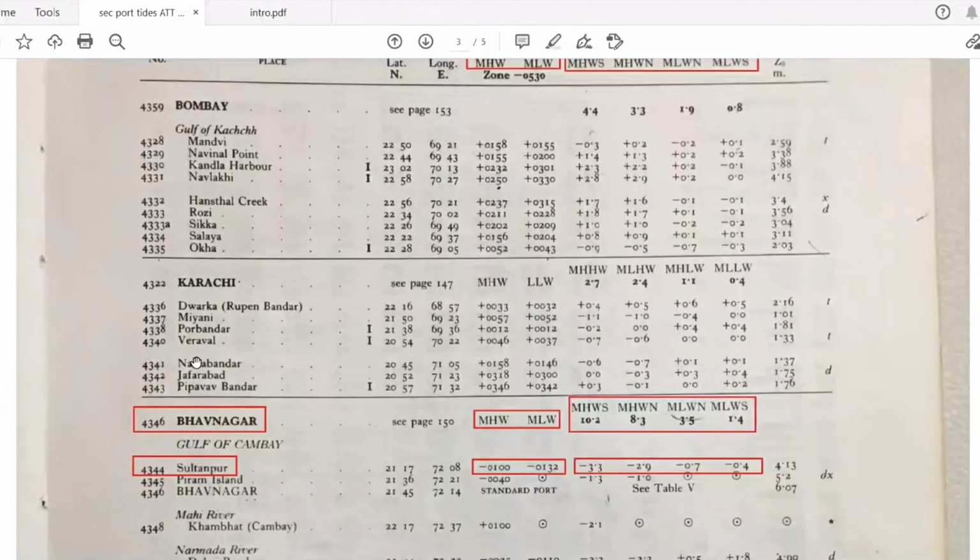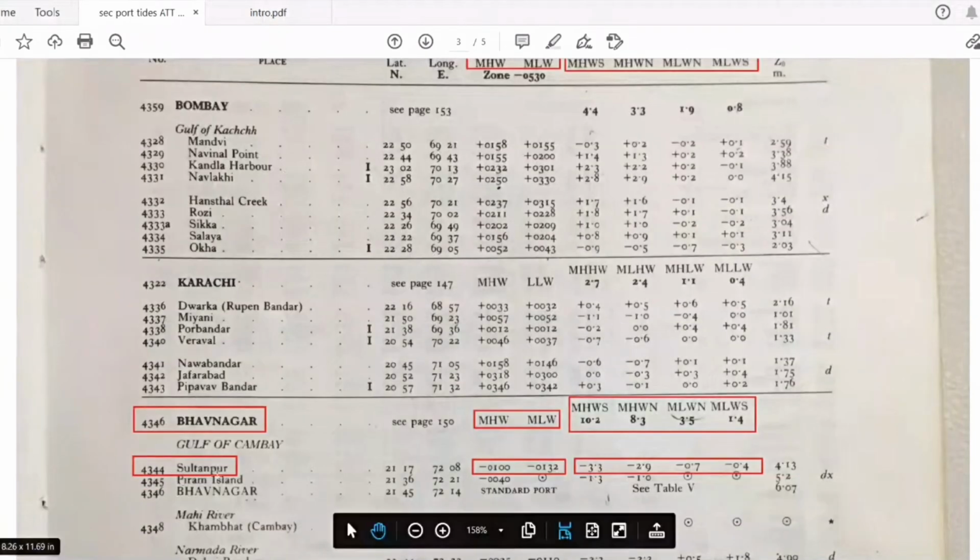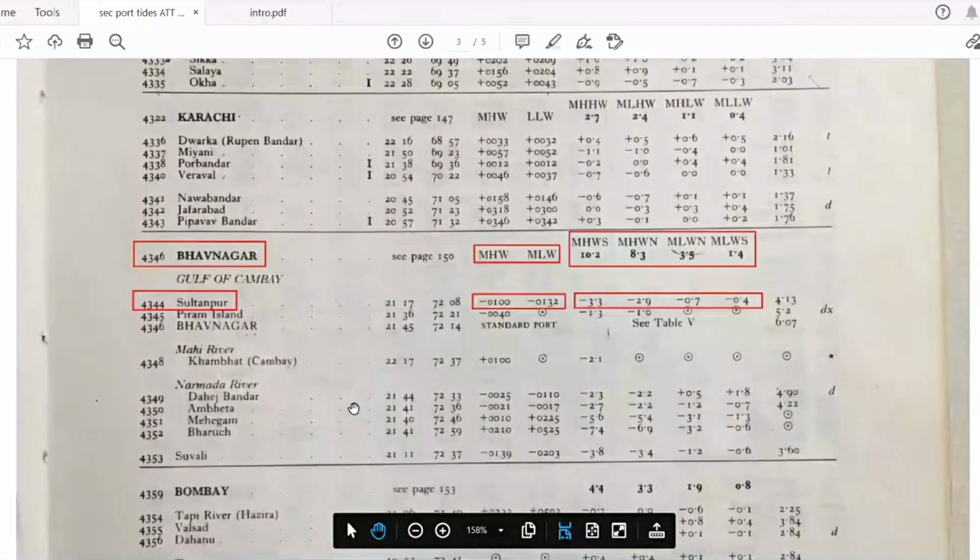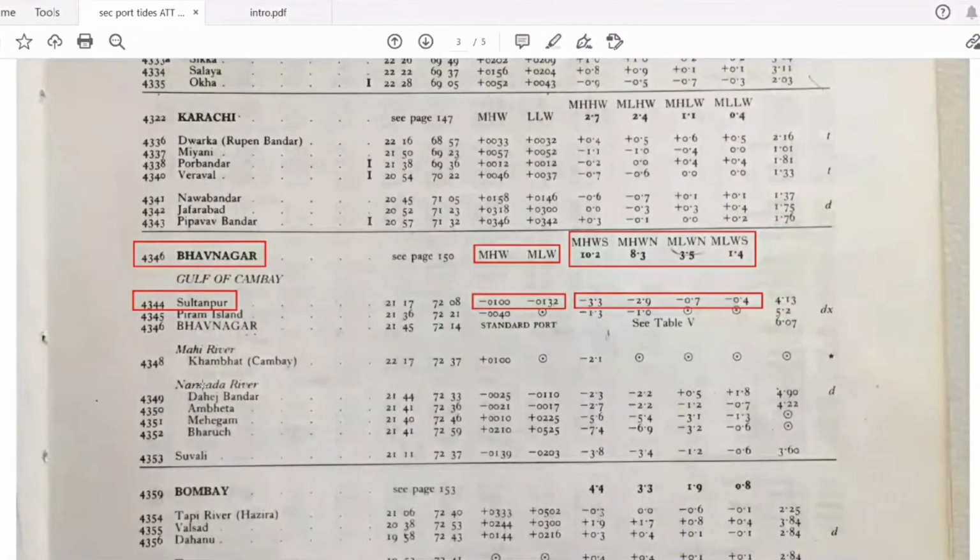Okay, just mark that this port is a secondary port for which the standard port is Bhavnagar. Can you see it is between these two horizontal lines? Bhavnagar is written in bold. So that becomes your standard port. Every other port inside will become your secondary port having a standard port. So Sultanpur 434, Bhavnagar 4346. We have got time and height corrections to be applied to get the data for Sultanpur.